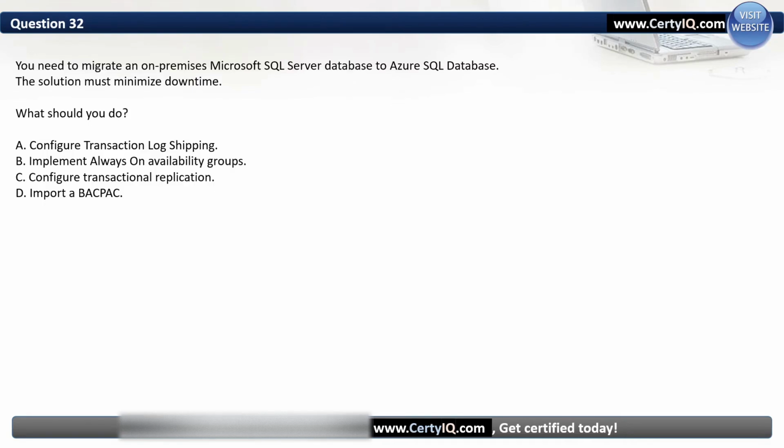Question 32. You need to migrate an on-premises Microsoft SQL Server database to Azure SQL database. The solution must minimize downtime. What should you do? The correct option is C. Configure transactional replication.